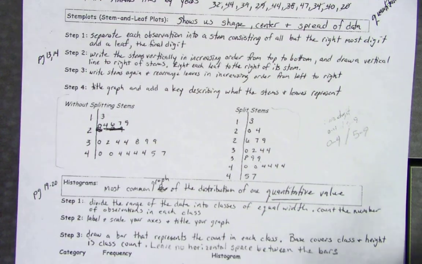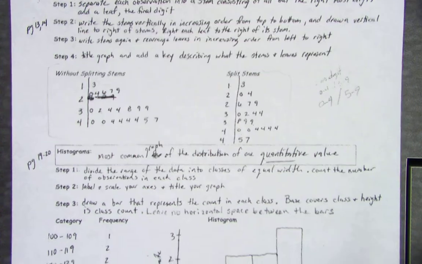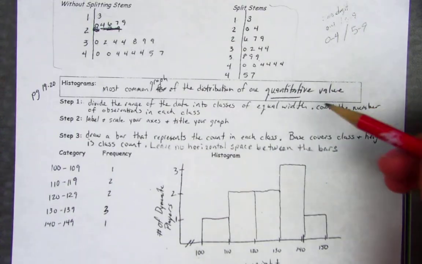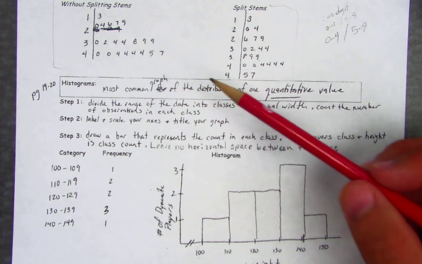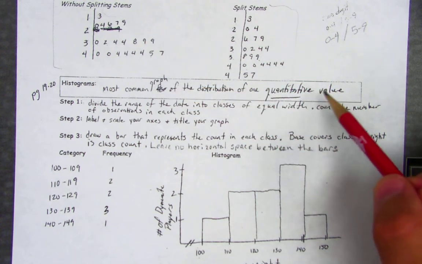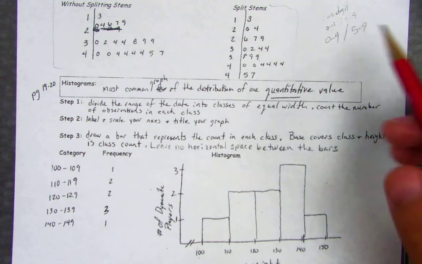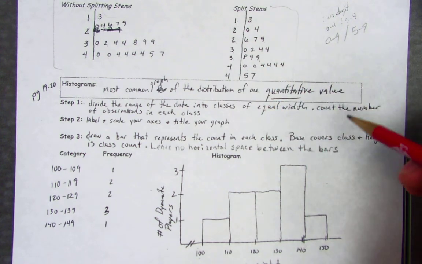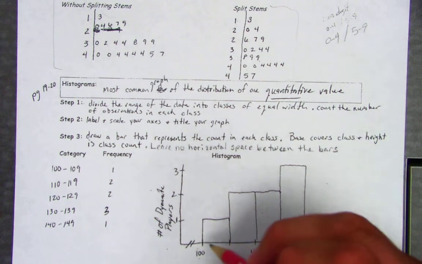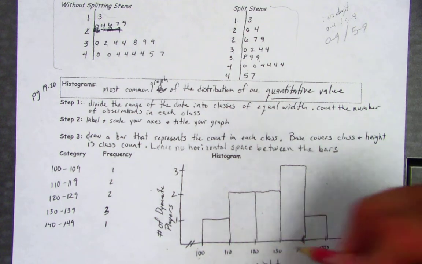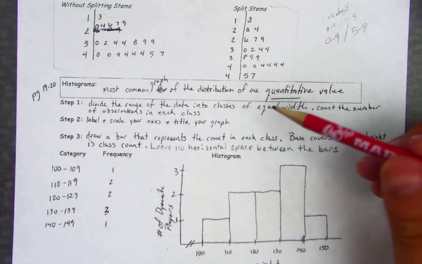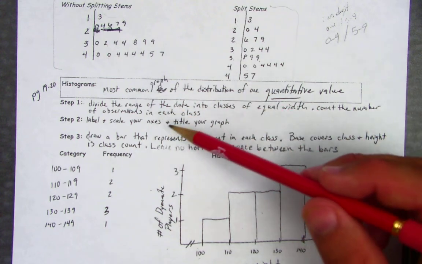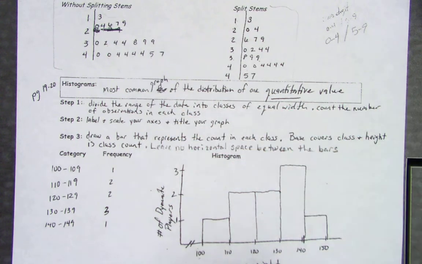The next piece is histograms. Histograms we also use for quantitative values. It's the most common graph of the distribution of one quantitative variable. So to make this, we divide the range of the data into classes of equal width. You want these rectangles to be equal width. Count the number of observations in each class. Then it says label and scale your axes and title your graph.